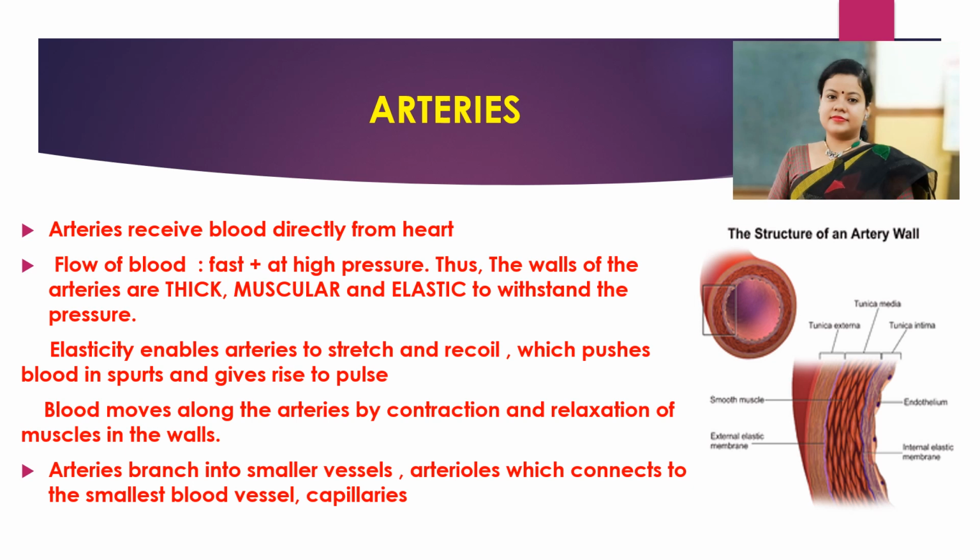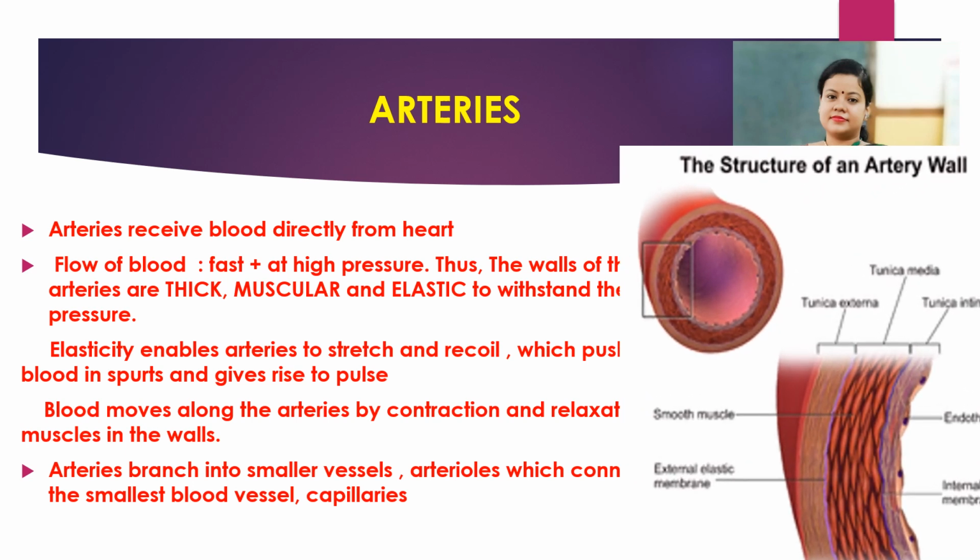Okay. So, arteries directly receive blood from the heart, mainly carrying oxygenated blood. Inside the artery, the flow of blood is fast and at a high pressure, so that each and every extreme part of the body can get a supply of oxygen properly. This is the structure of an artery wall containing smooth muscles, external elastic muscles and different other parts.